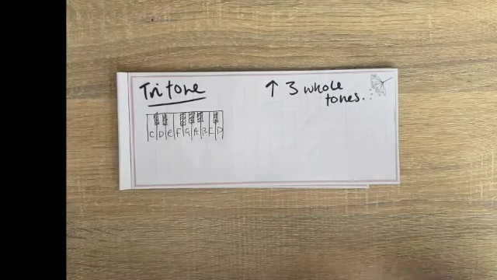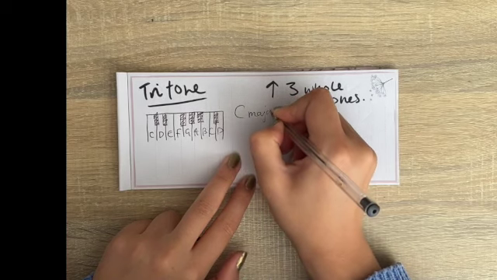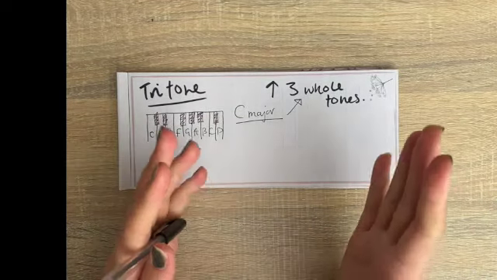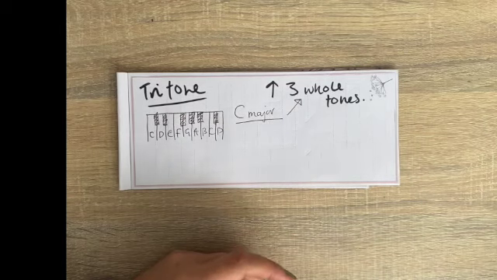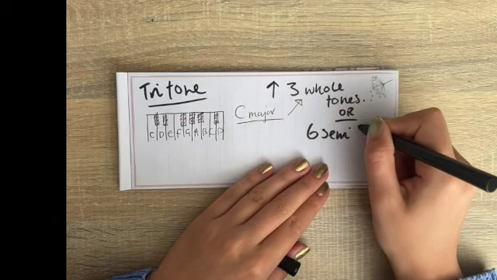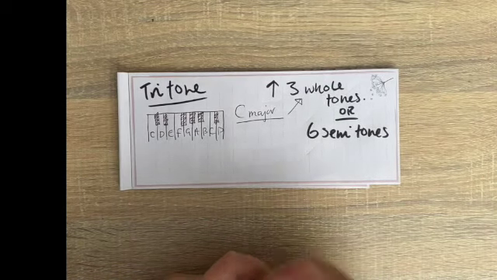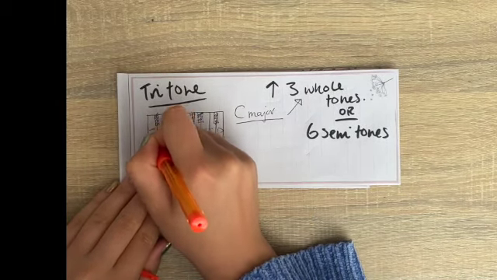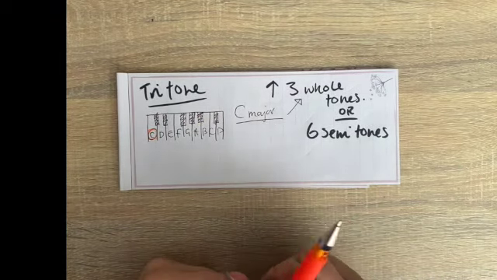So we're going to start with an example of a C major chord and we need to move up 3 whole tones, or if you want to think about it in this way, it's also 6 semitones. So 3 whole tones or 6 semitones. So we're going to start off with our C here. I'm just going to give that a quick circle and we can see. And we're going to count up 3 whole tones from here.